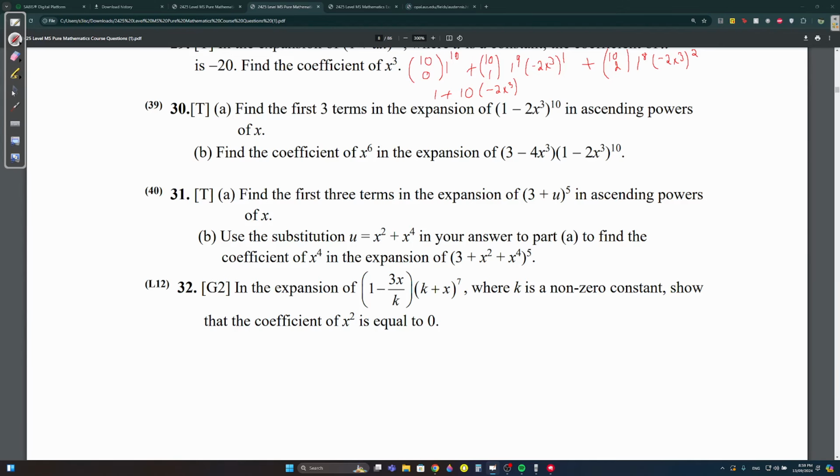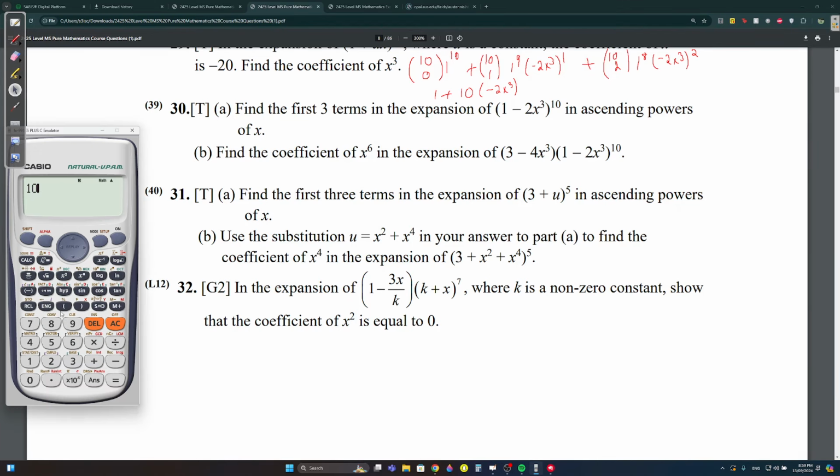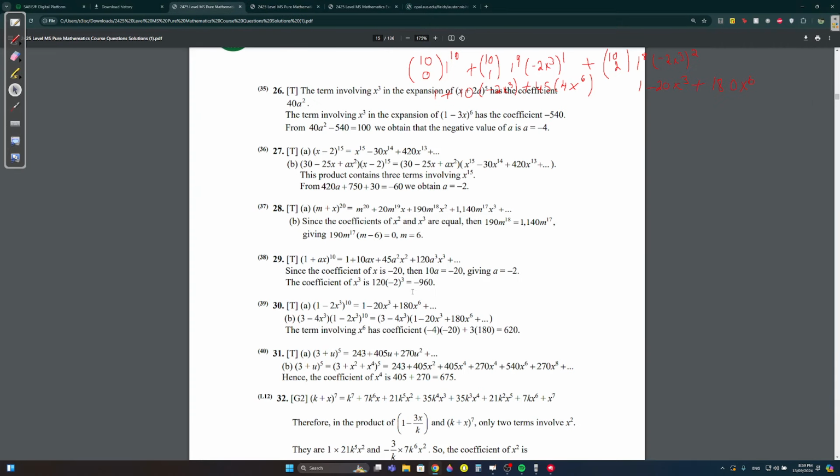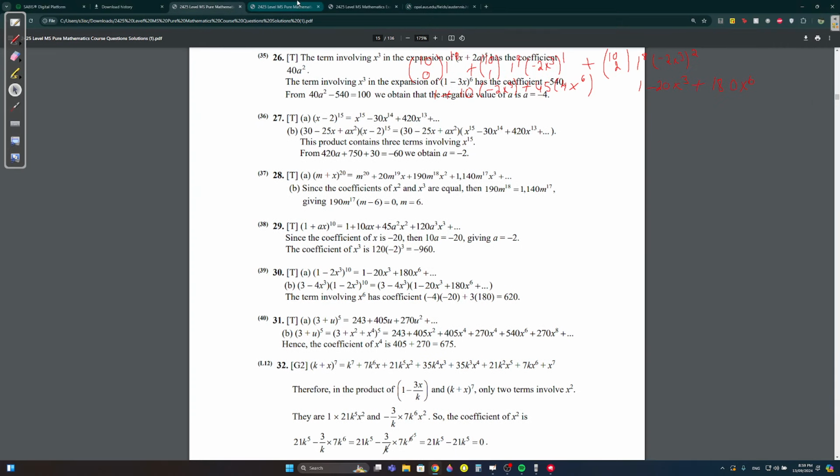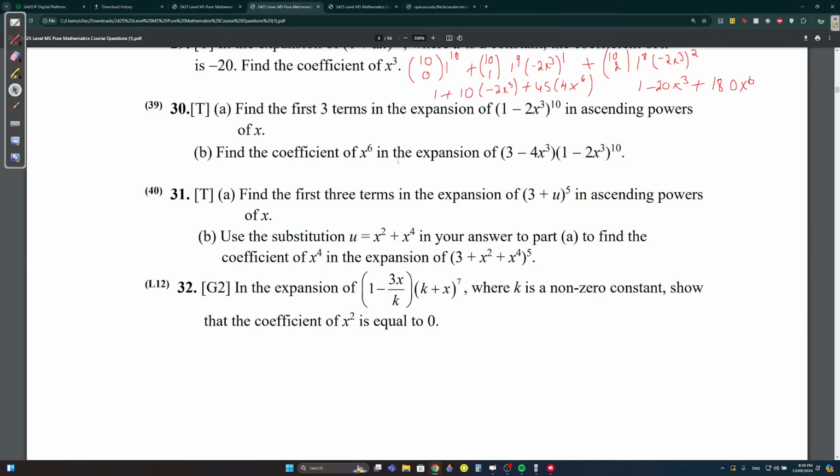This is going to be 10c2, which is 45. So plus 45, and this is going to become positive. Minus 2 squared is 4, and this comes with x to the power of 6, right? Okay, let's simplify. You get 1 minus 20x cubed, because 10 times minus 2, plus 45 times 4 is 180, x to the power of 6. Let's see, is this correct? Yes.